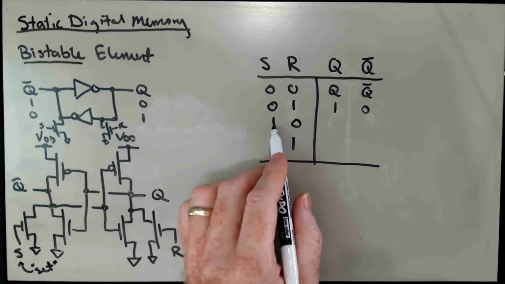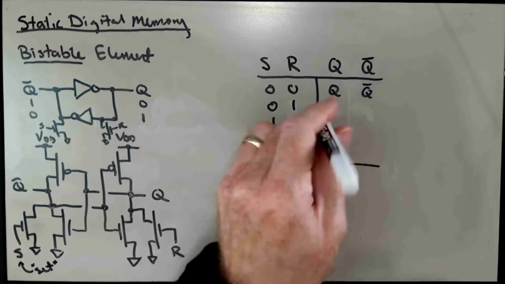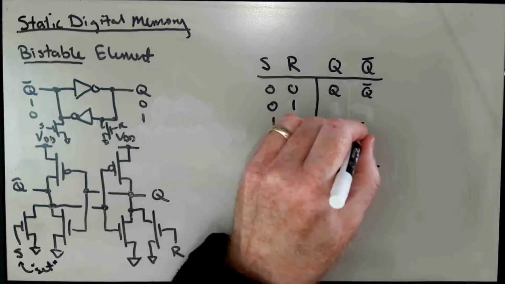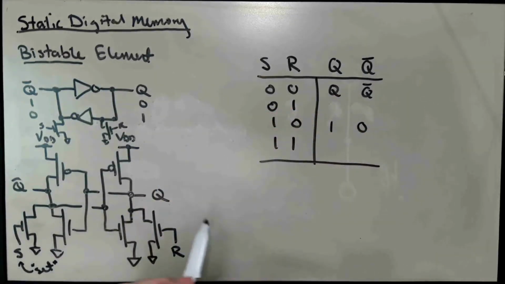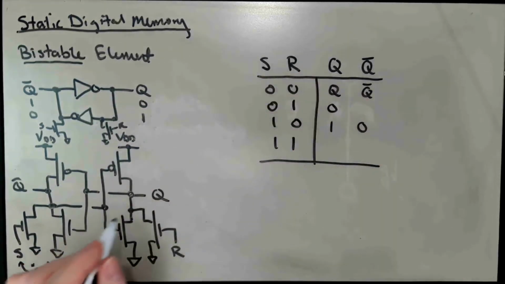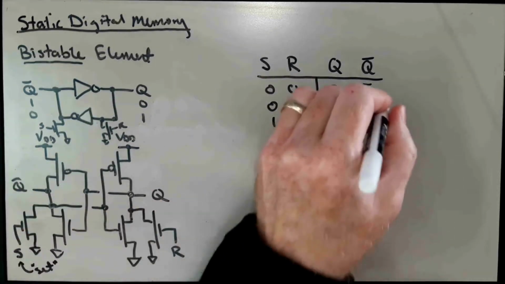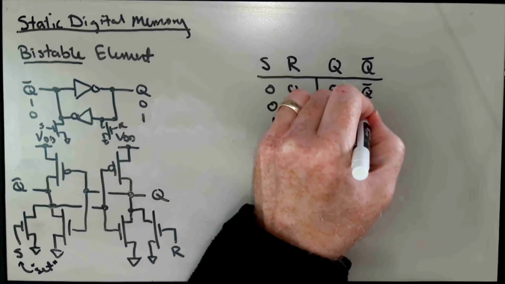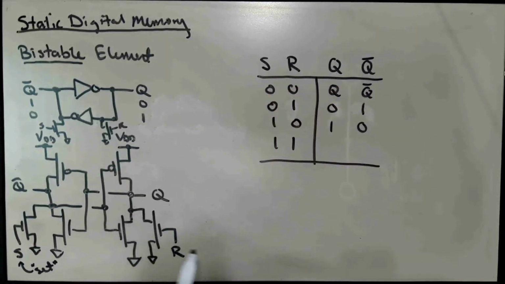Sorry, that's the wrong row of the truth table. 1, 0. If we assert R, we make R go high, then that's going to pull down on Q. And through this feedback inverter here, that sets Q bar to 1. And so that's said to be reset. So that basically sets Q low.